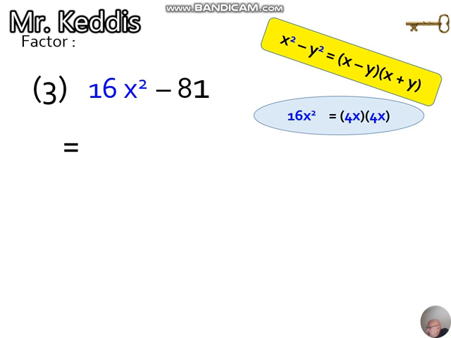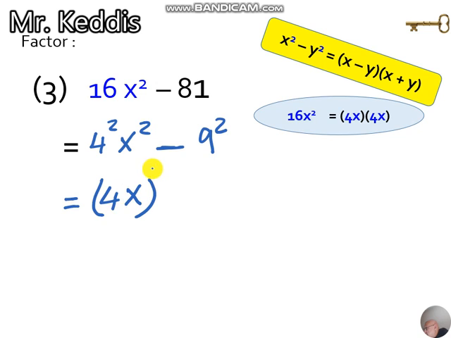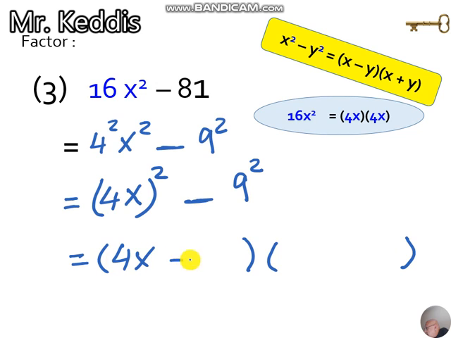To factor 16x squared minus 81, this means 4 squared. 16 means 4 squared, x squared minus 9 squared. Means this is 4 times x, because 16x squared means 4x times 4x. Means (4x) quantity squared minus 9 squared. You factor this to 4x minus 9 and 4x plus 9.